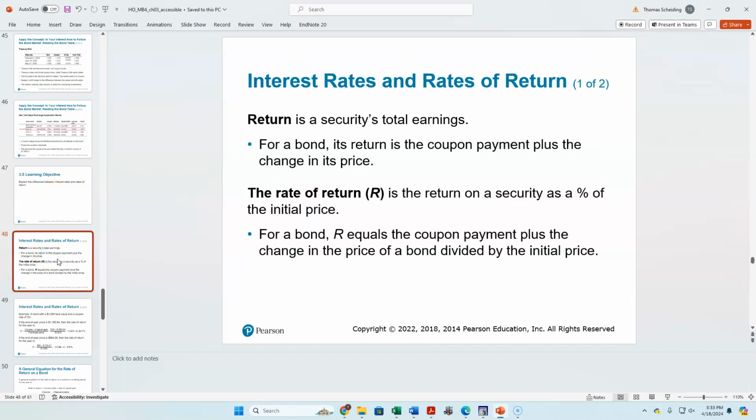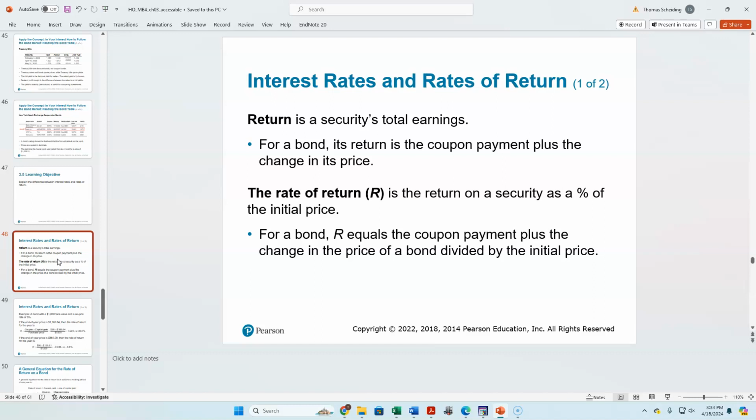Okay, then as we start to look at the interest rates and the rate of return, it's pretty easy, right? It's just the coupon payment plus the interest that you're getting plus, if you're selling it before it matures, the change in its price.